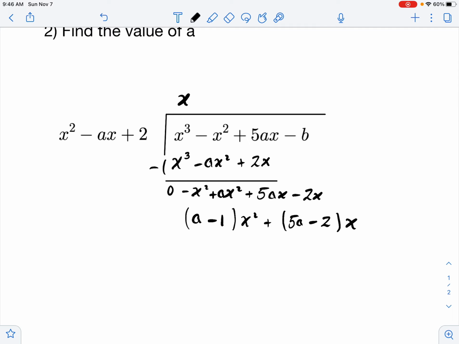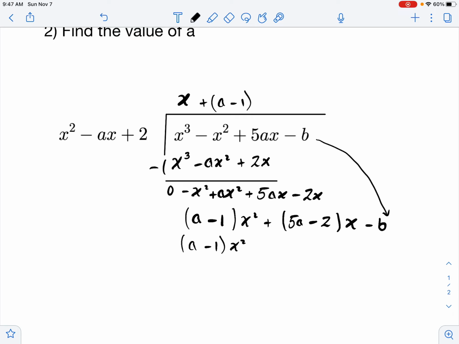I'm now going to bring down my next term. That's minus b. It's also my last term. And I'm going to do this again. What do I multiply x squared by to get a minus 1 x squared? Well, of course, it must be a minus 1. Perhaps I'll put these in parentheses just to make it clear. A minus 1 times x squared is a minus 1 x squared.